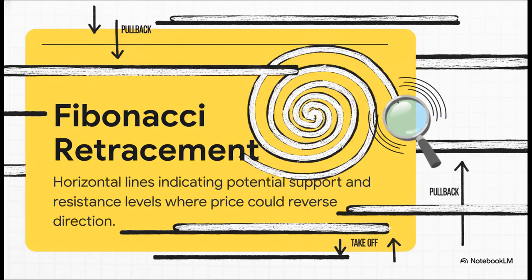Just think of it like this. You're drawing a set of horizontal lines across your chart. These lines act like potential floors, what traders call support, and potential ceilings, or resistance. The whole idea is that after a big move, the price will often come back or retrace to one of these specific lines before taking off again in its original direction.